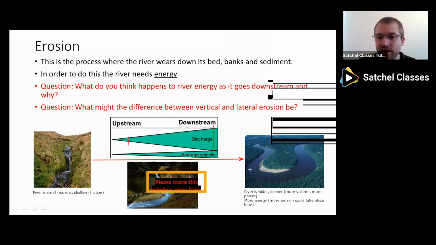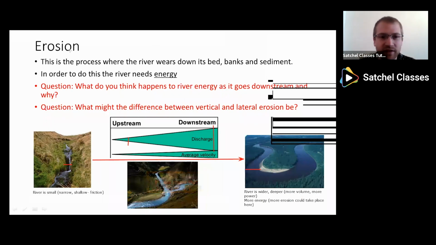We can see the same thing with the channel: wider downstream, more narrow upstream. These same differences are happening. So a river's energy increases as it goes downstream. Okay, we'll come back to the reason why in a moment.